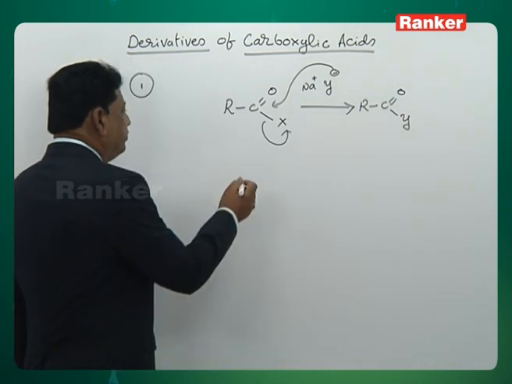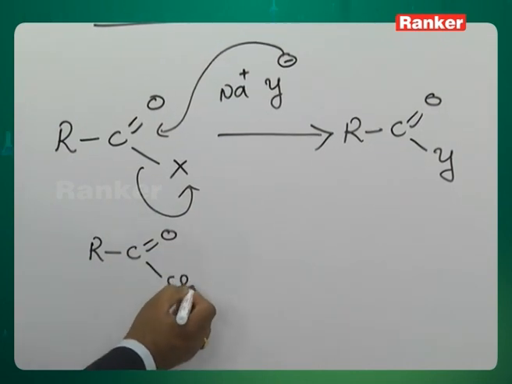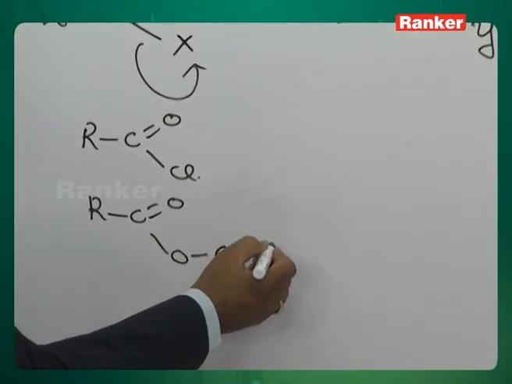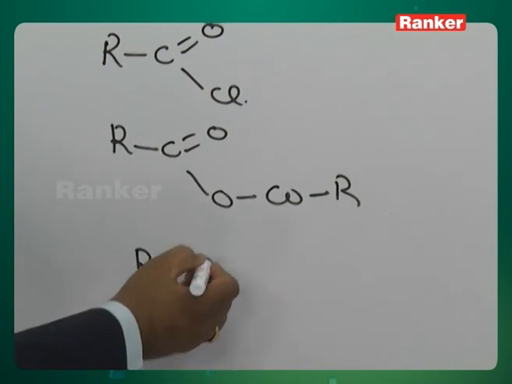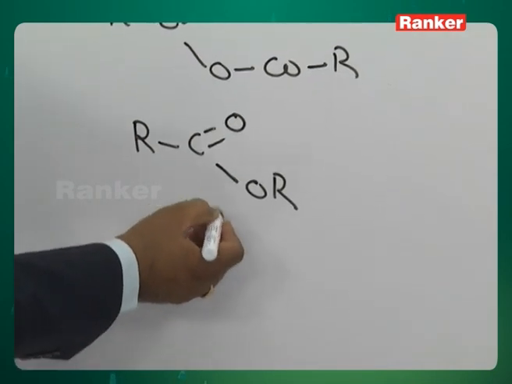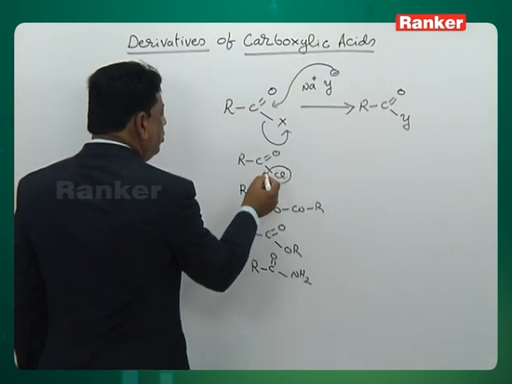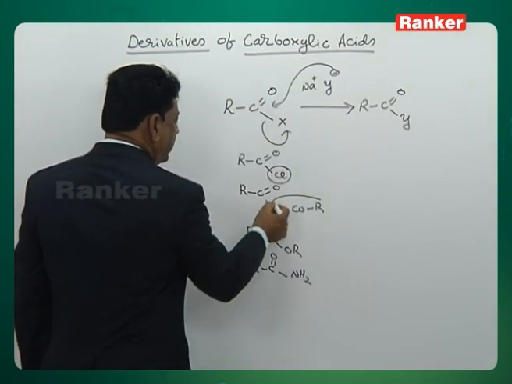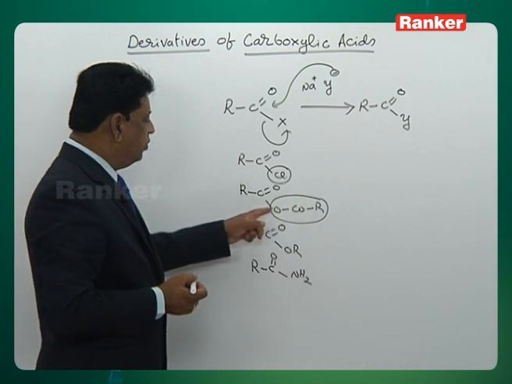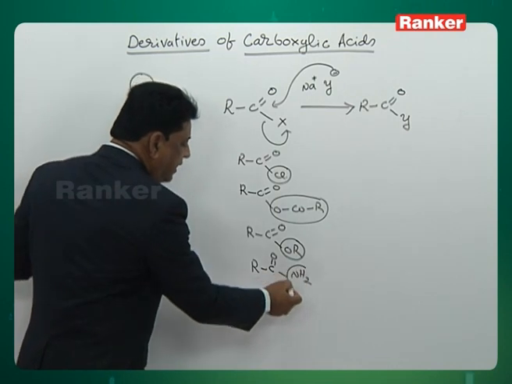nucleophilic substitution of the acid derivatives. In these derivatives, the first compound will be the acid halides, the second compound will be the acid anhydrides, the third compound will be the acid esters, and the last, least reactive compound is the acid amides. The outgoing group is the X here, that is halogen. In the acid anhydrides, it is the RCOO group, the acyloxy group. In the acid esters, it is the alkoxy group. In amides, it is the amino group.